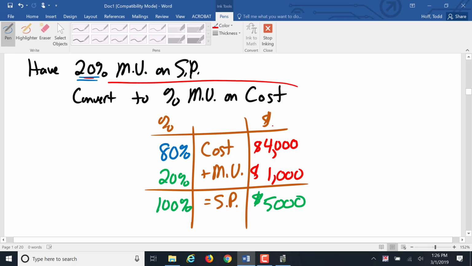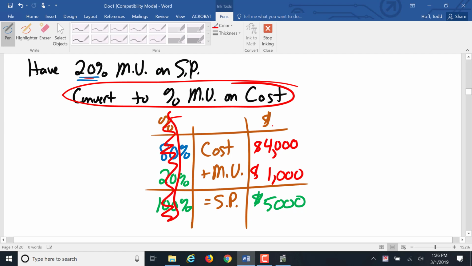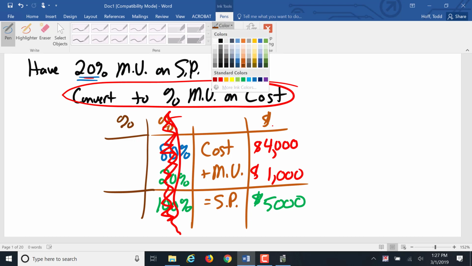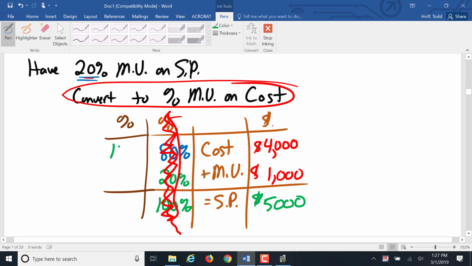But we want to convert it to a markup on cost. So we're going to pretend these numbers aren't here anymore. I'm going to cross them off for a little bit, and I'm just going to put in a new column over here for the percent markup. This is going to be the markup on cost. So I'm going to put in 100% for the cost, because if it's markup based on cost, that's where the 100% goes. I'm looking for the percent markup, that number right there.